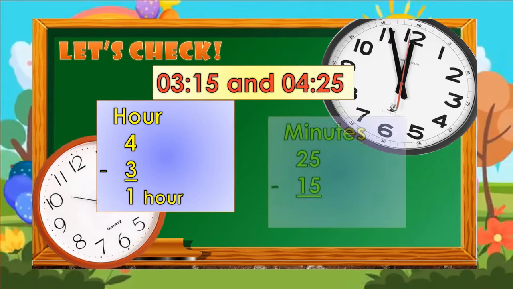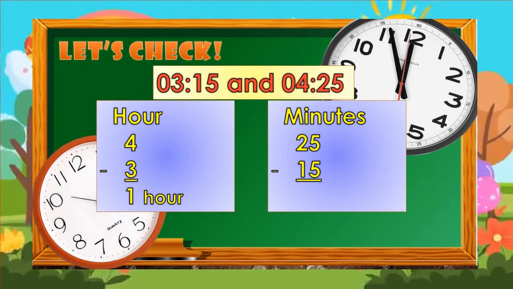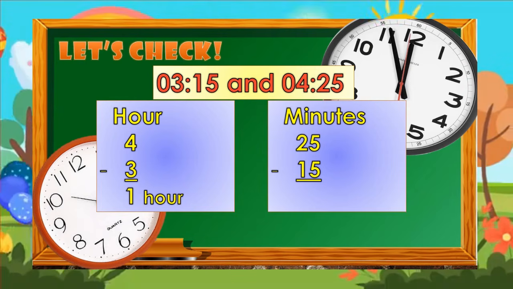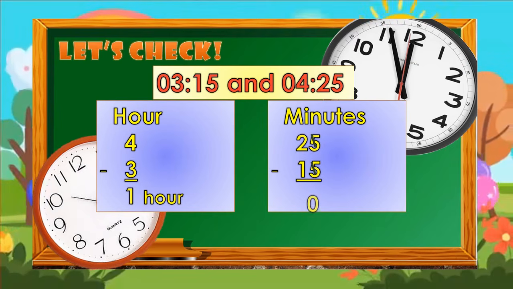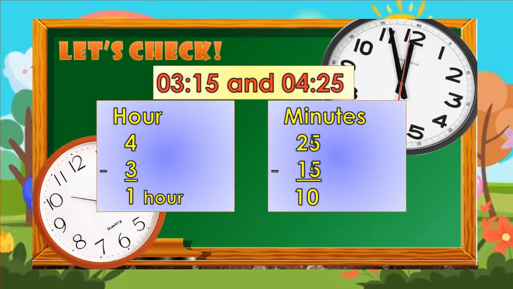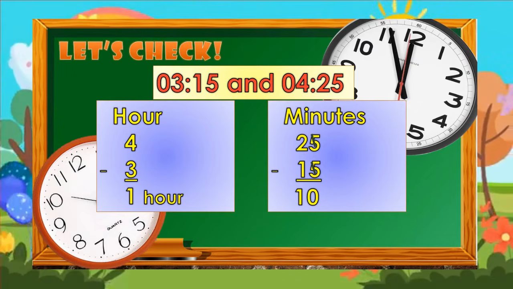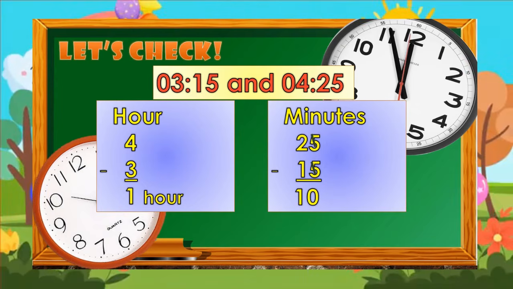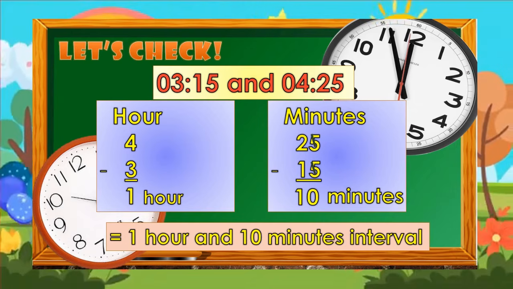And then the next one, we have minutes. There are 25 minutes and 15 minutes, so we will subtract the two. 5 minus 5 is equal to 0. Then 2 minus 1 is equal to 1. So the time interval between 0315 hours and 0425 hours is 1 hour and 10 minutes.